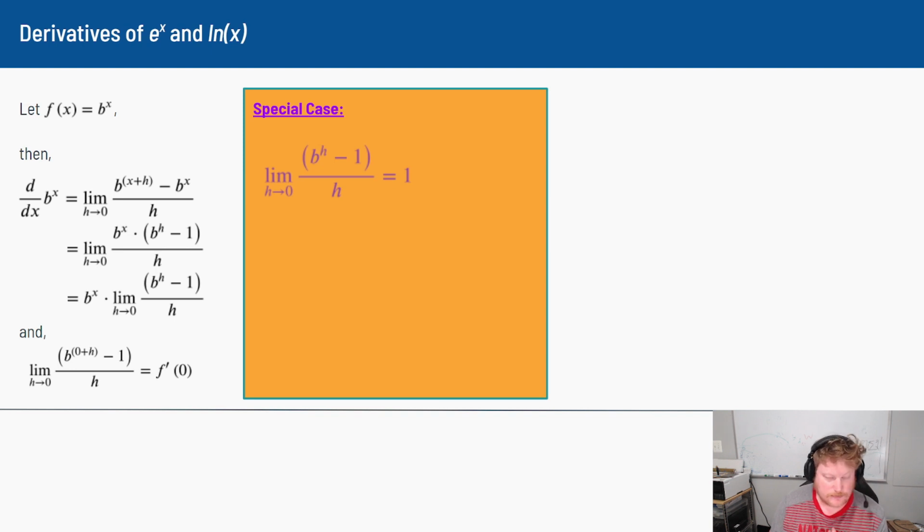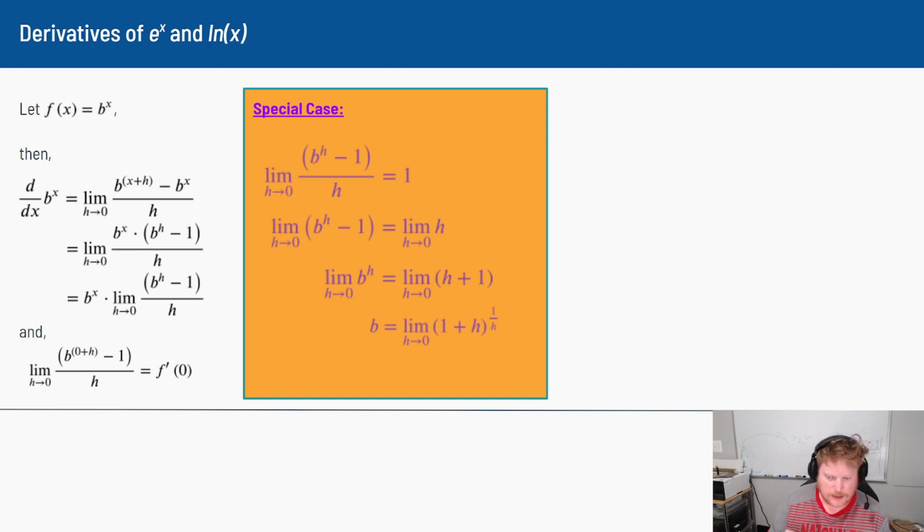So we can apply some algebra here. Multiply by h. Of course, the limit follows the h. Add 1 to both sides, and then raise both sides to the power of 1 over h. So we end up with b being equal to the limit as h approaches 0 of (1 plus h) to the power of 1 over h.